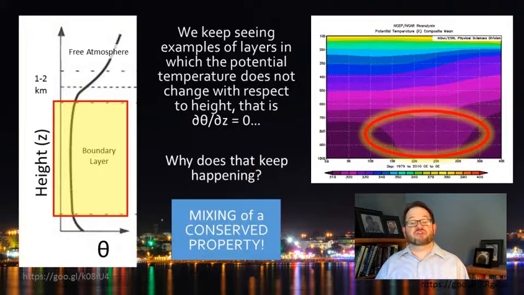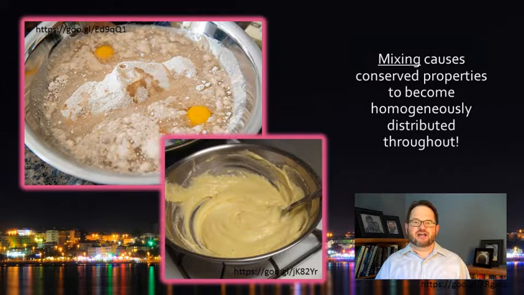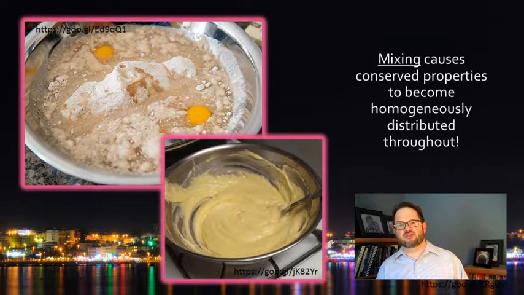Because potential temperature is a conserved quantity, and anytime you mix a property of the atmosphere that is a conserved quantity, it becomes constant with respect to height. Now that is a lot of jargon. Let me bring this simpler to you. Instead of talking about the atmosphere, let's talk about cake. Alright, over there on the top left-hand side of this picture here, we're making a cake, and we're ready to throw that bad boy in the oven, right? No, we're not at all. Clearly, we have not yet mixed the batter over there on the right.